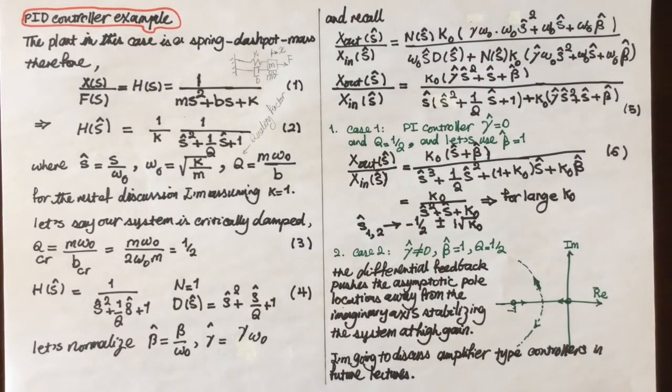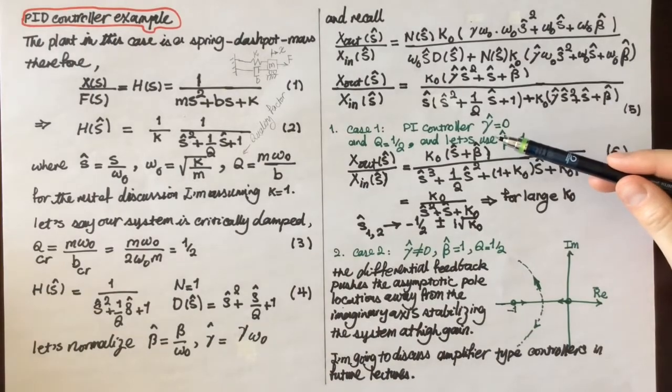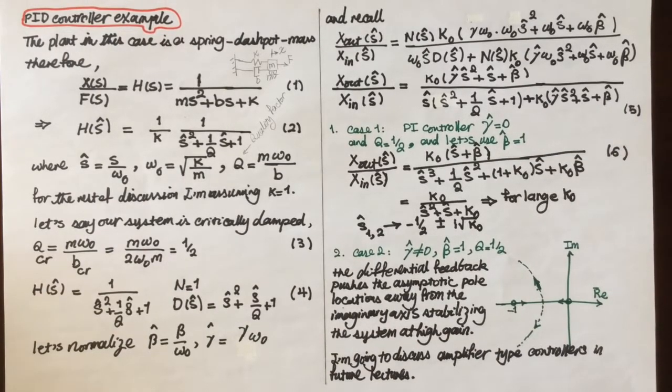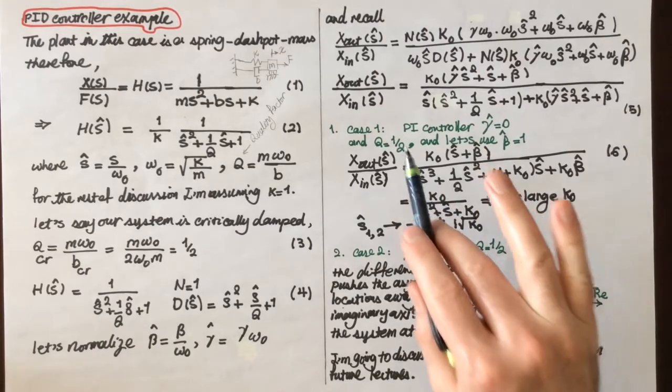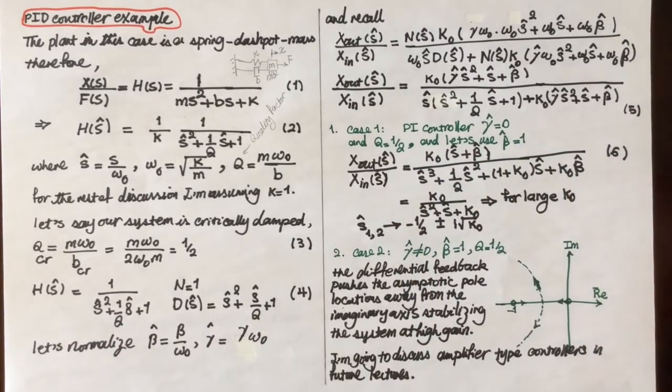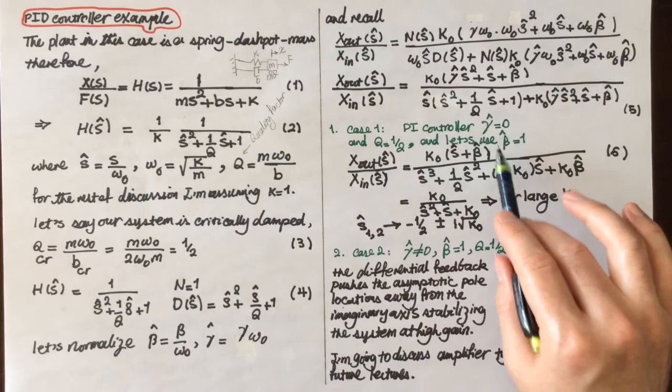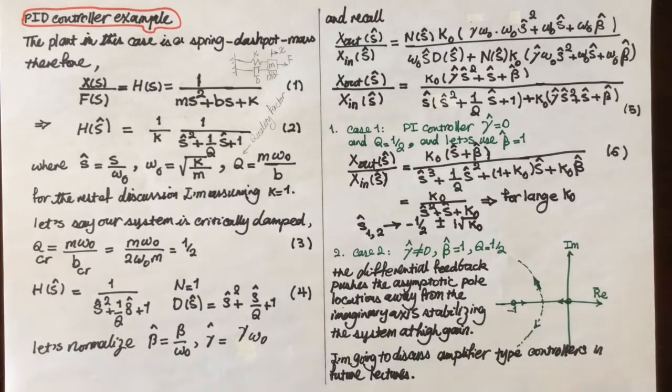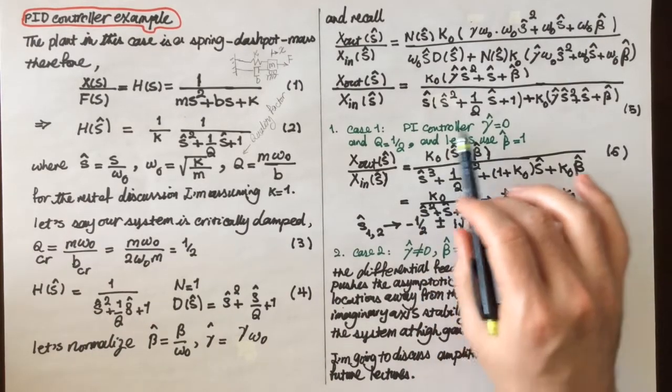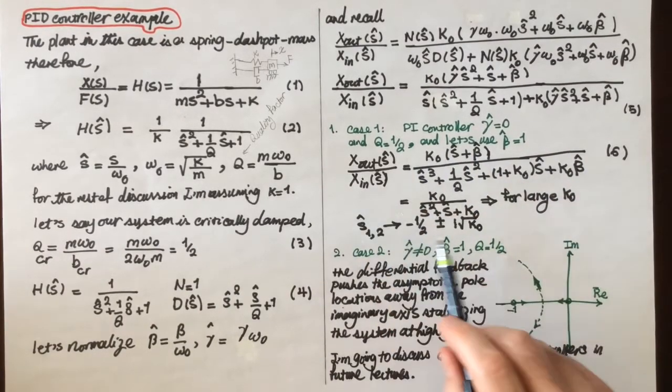Now I have this transfer function, and I can study its behavior when I vary the parameters of our controller. I have gamma hat, beta hat, and k0. Let's say for case 1, I set gamma hat equal to 0. Remember, gamma was representing our differential controller, so I have a proportional integral controller. To study it, I'm going to assume Q is equal to 1 over 2, so the plant is critically damped. You can study other cases. And let's use beta hat equal to 1. Again, you can study other cases. So I've used these numbers in this equation, and it simplifies to this equation.